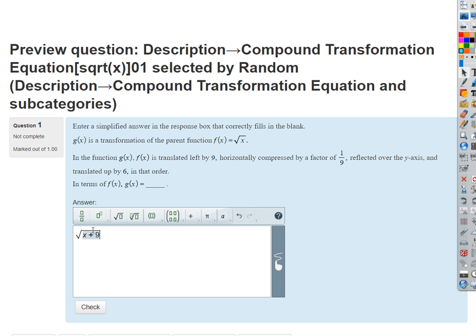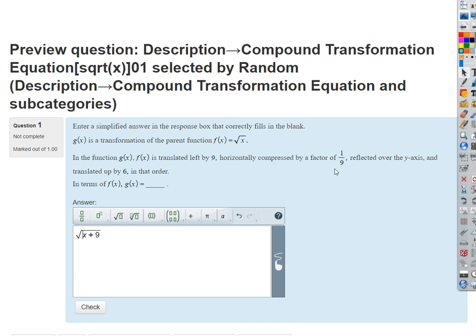We wouldn't need parentheses yet, but we probably will. Now if I want to horizontally compress by a factor of 1/9, what do I do? That's going to be the b, right? That's b, exactly. So what's the value of b going to be if we want to compress by a factor of 1/9? Just 9. And that's got to go in front of the whole x minus h.